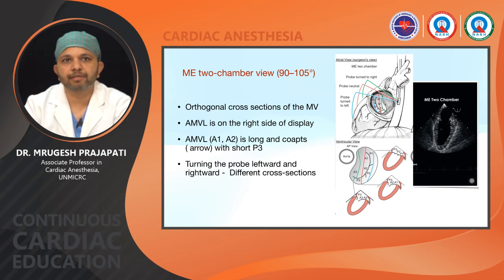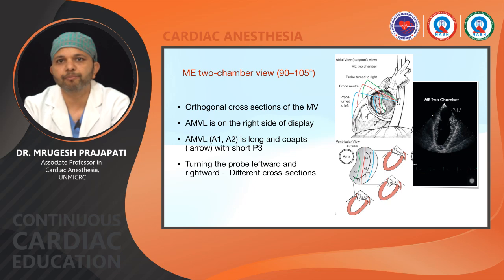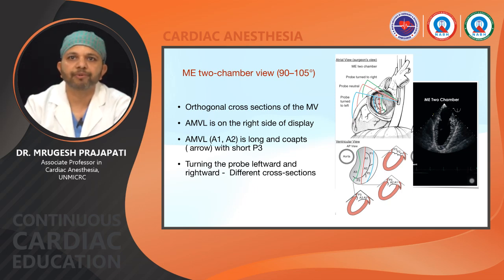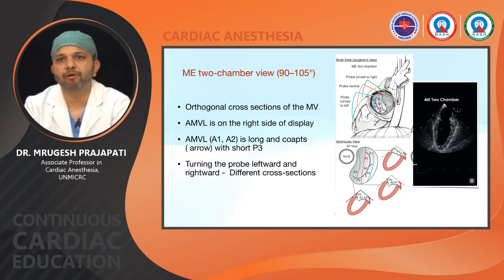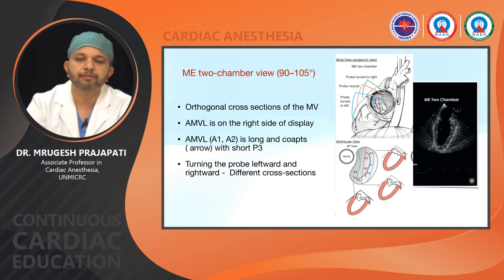But if we turn the probe toward left or rightward, it will change the cross section. If we turn the probe to our right side, then we can see A2 and A3 part of the anterior leaflet and P3 of the posterior leaflet. And if we turn probe toward the left, then we see only the posterior leaflet scallops P1, P2 and P3, but no anterior segment.